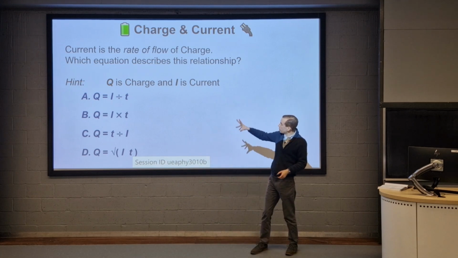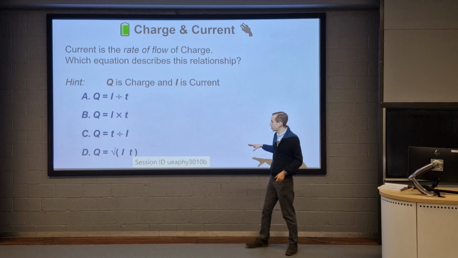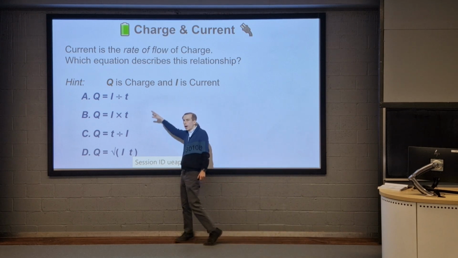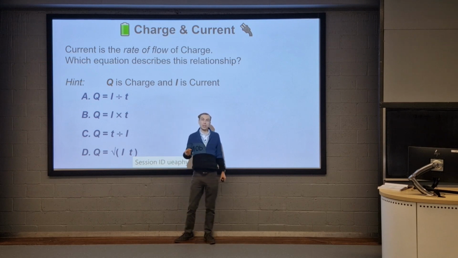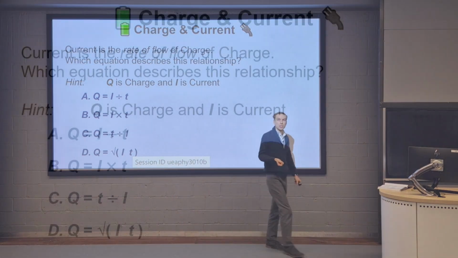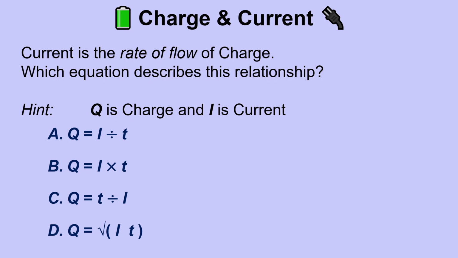So if we've defined current as the rate of flow of charge, which one of these equations here describes that relationship mathematically? Okay, let's see what everybody thinks for this one. If you're not sure about this one, it might help to try the reverse question and think, how is current related to charge? And then do the algebra and reverse it. Okay, that might help you to see which of these is the relationship between charge and current.